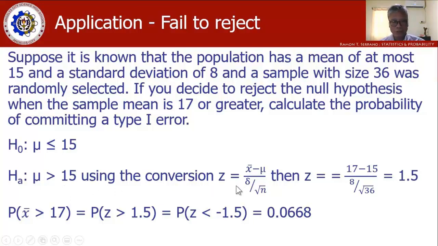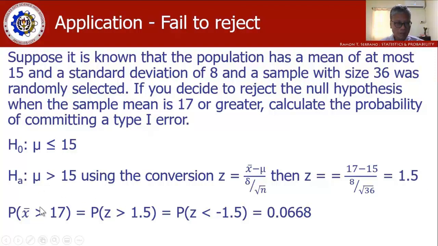And using this conversion, my z value would be x bar minus mu over sigma over square root of n. X bar is 17, that is my assumed x bar from the sample. And the population mean is 15, divided by sigma over square root of 36, which is your n. So your sigma is 8. And therefore I get 1.5.